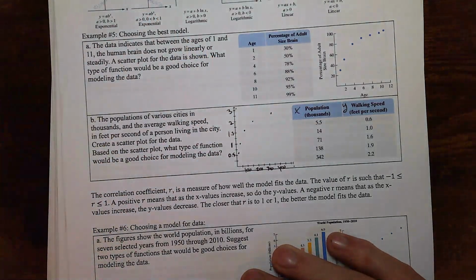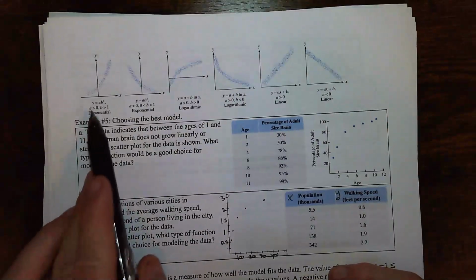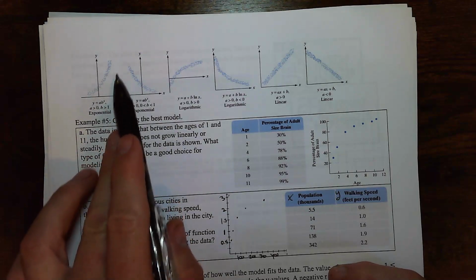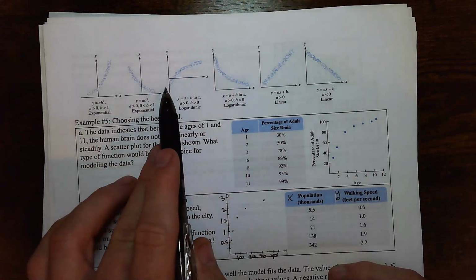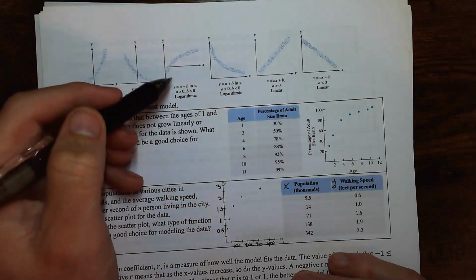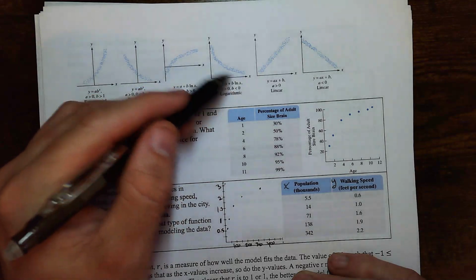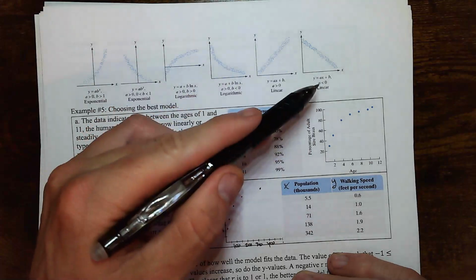So let's look at that. We're going to look at the curves here, what we got. This is an exponential growth, where it curves up, open upward. This is an exponential decay. This is what we call a logarithmic one. This is another example of a logarithmic one. And then they're linear and linear.